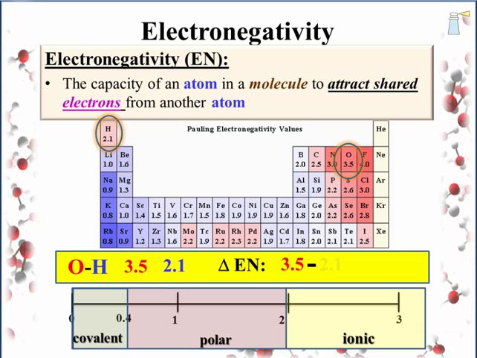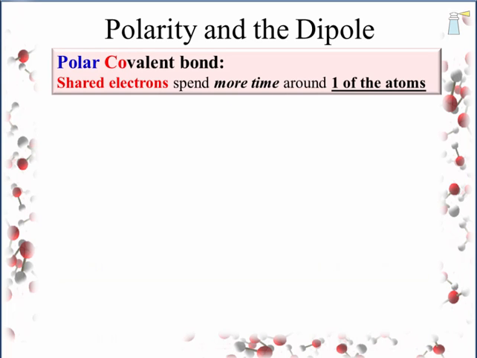3.5 minus 2.1 is 1.4. Taking the 1.4 to the scale shows the bond to squarely be in the polar covalent bond region. While we're at the polar bond, let's further explore what the uneven distribution of electrons means in the context of all the bonds in the molecule.